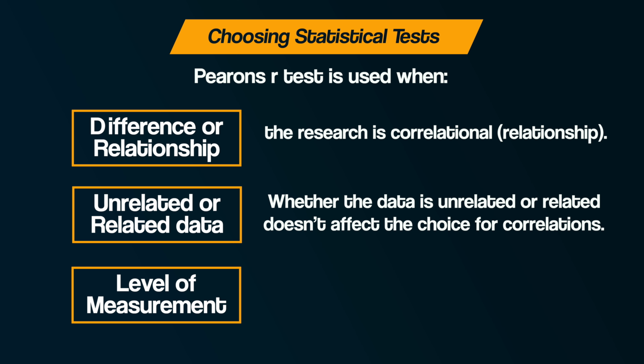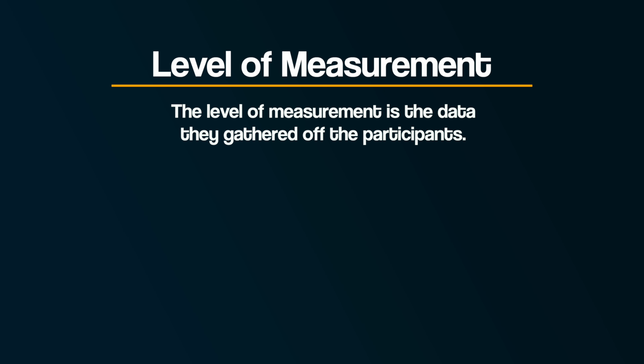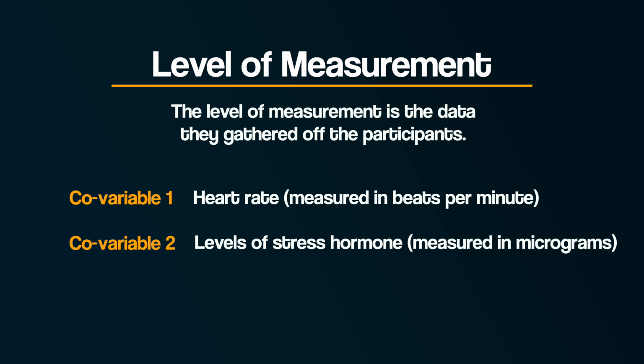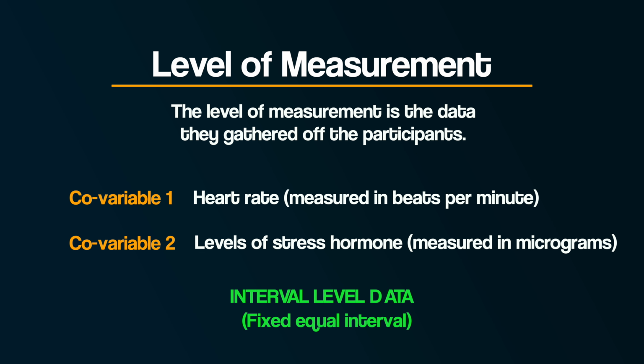So you need to write about the level of measurement. The level of measurement is the data gathered off the participants. Because this is a correlation, there are two measurements: heart rate measured in beats per minute and levels of stress hormone measured in micrograms. Both of these measurements are examples of interval data because they are of a fixed equal interval.